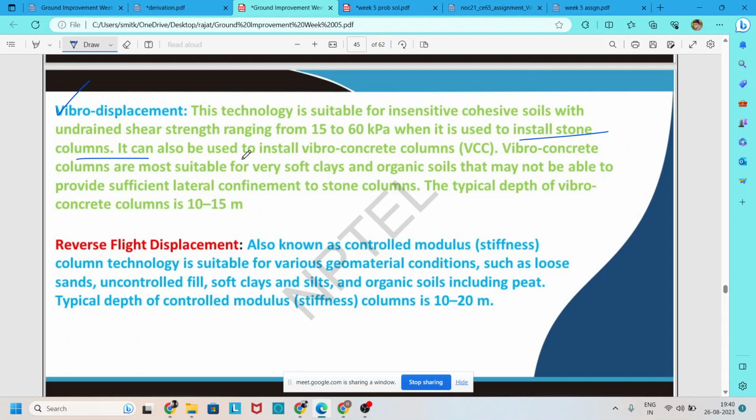But sometimes we can also use the vibro concrete column. It is suitable for very soft clay and organic soil, because the soil is not able to provide sufficient lateral confinement to the stone. If we apply stone in very soft clay, during compaction the stone may be displaced into the surrounding soil, the confinement pressure is not created, and the ground is not suitably compacted.